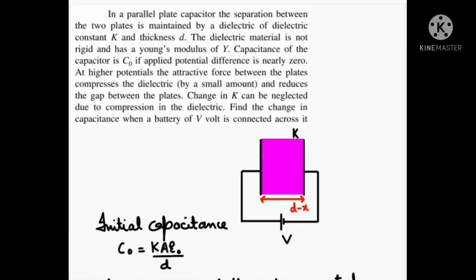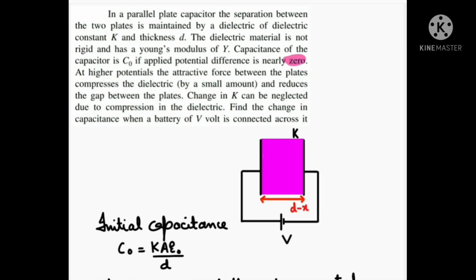In a parallel plate capacitor, the separation between the two plates is maintained by a dielectric of dielectric constant K and thickness D. The dielectric material is not rigid and has a Young's modulus of phi. Capacitance of the capacitor is C0 if applied potential difference is nearly zero.